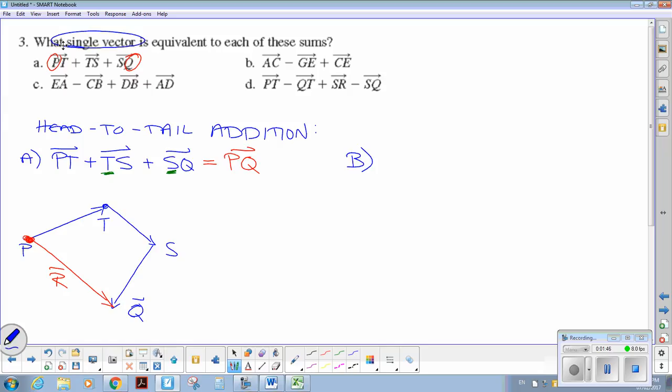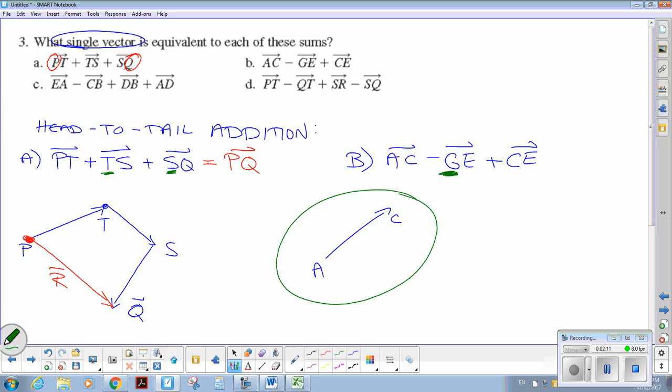But when you look at part B here, you're going to notice that they've played, I'll call it, a sneaky game. If I was to draw my vector AC, the first one, there's A, there's C. All of a sudden, I get to my next one, and I see that, hey, I can't draw GE because I don't have G anywhere on my vector yet. So what's happened is they've shuffled the order on you. So you do have to think a little bit here. It's not just simply picking the first and last letter.